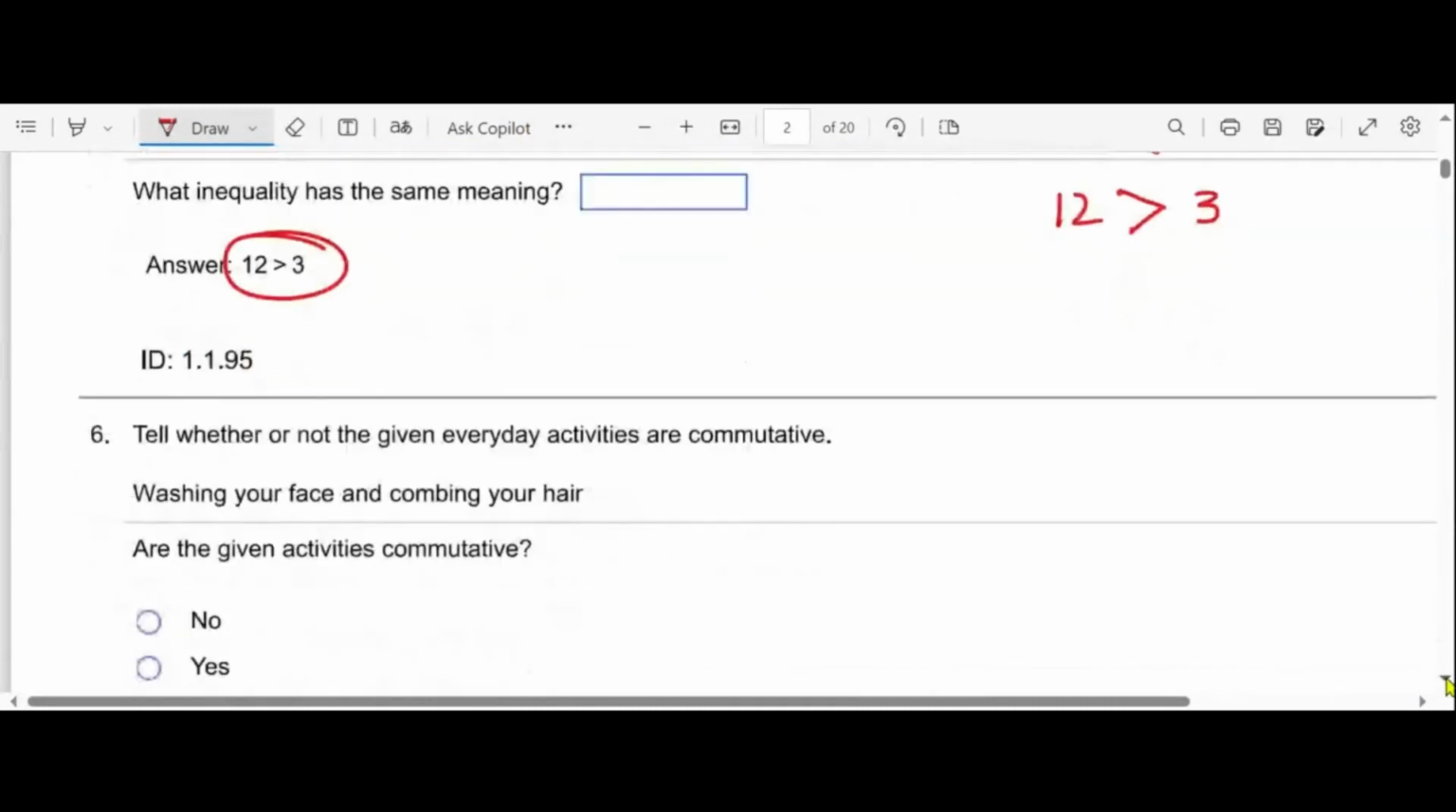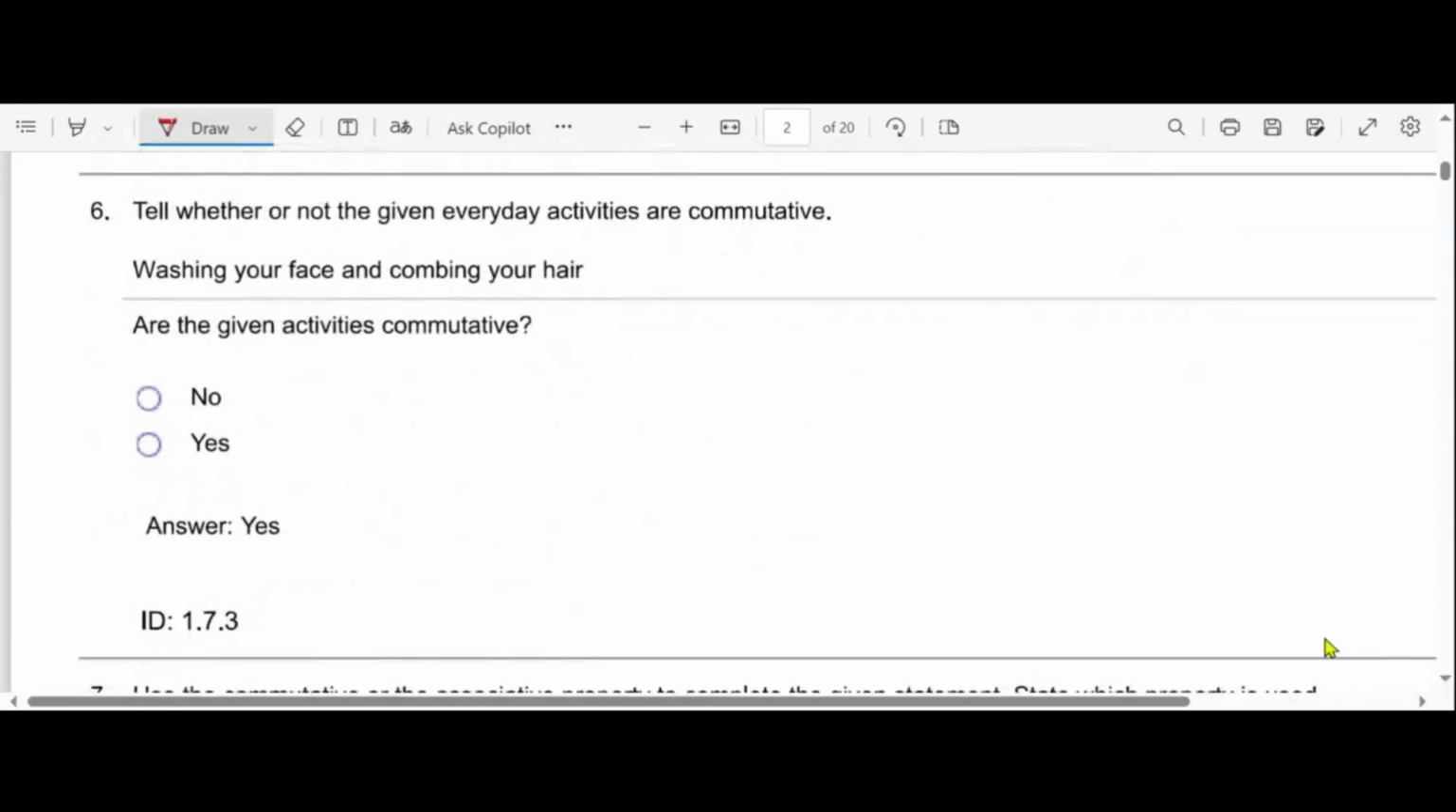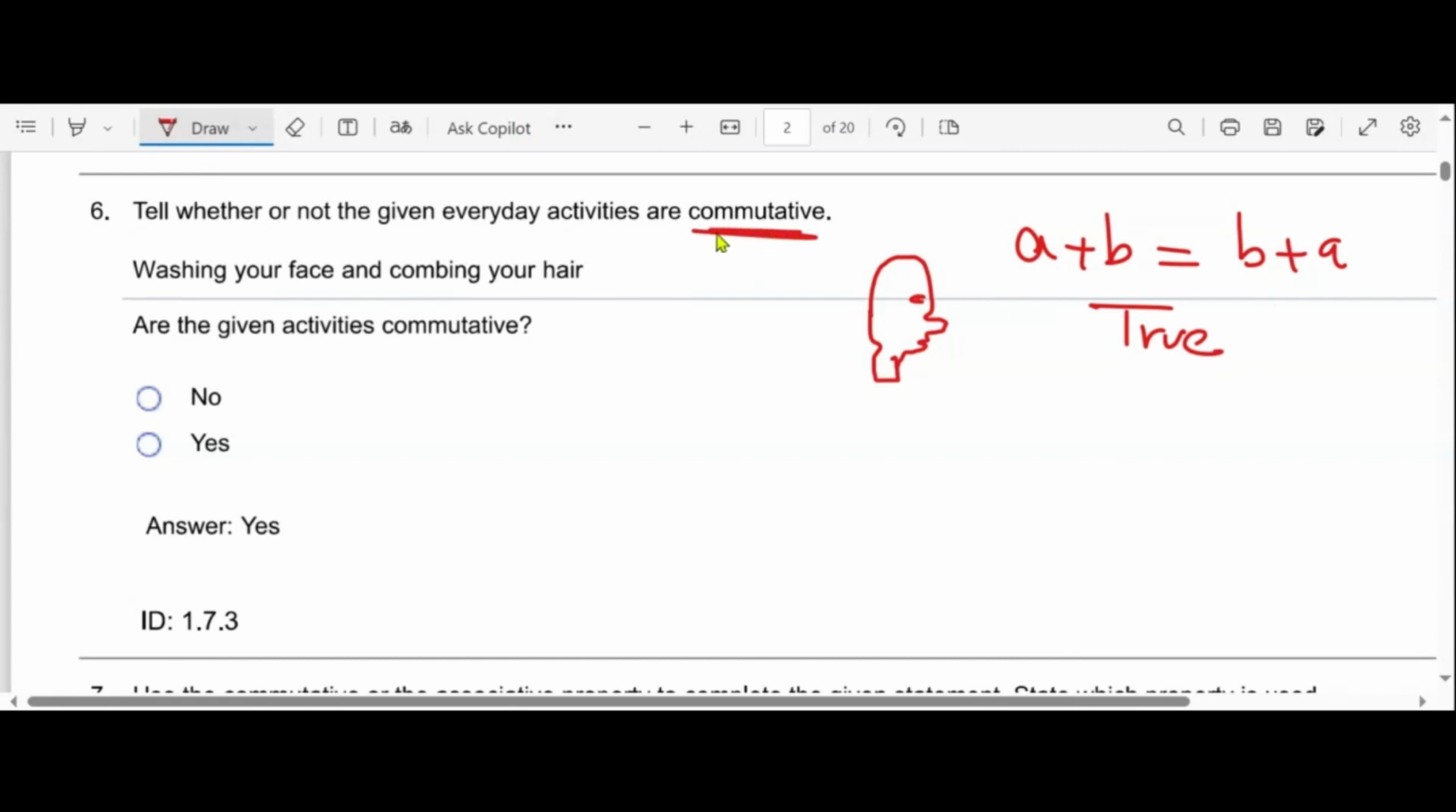Next one, Muhammad. Tell whether or not the given everyday activities are commutative. Washing your face and combing your hair. Yes. So washing the face is not the same thing, like A plus B. Is it equal B plus A? Yes, true. That's a commutative, right? So the answer is here, yes. Okay.